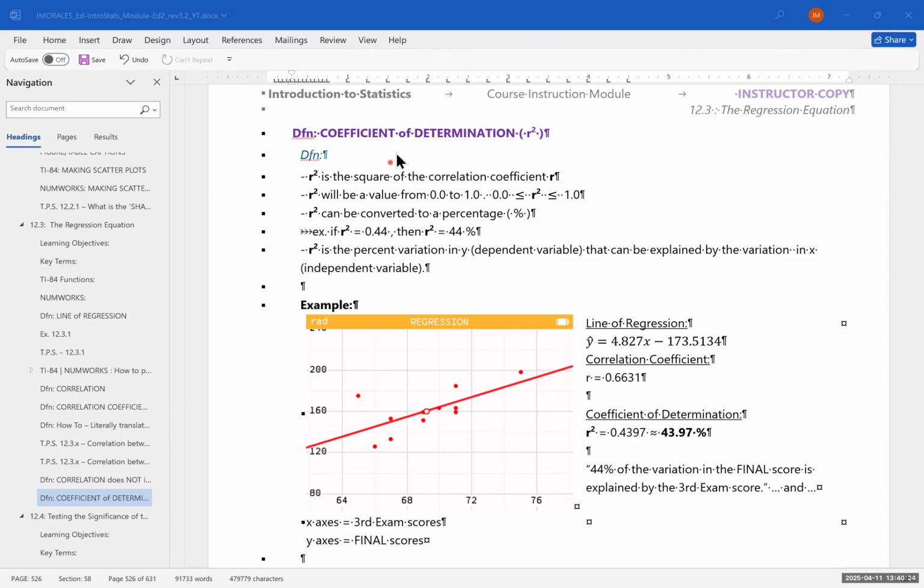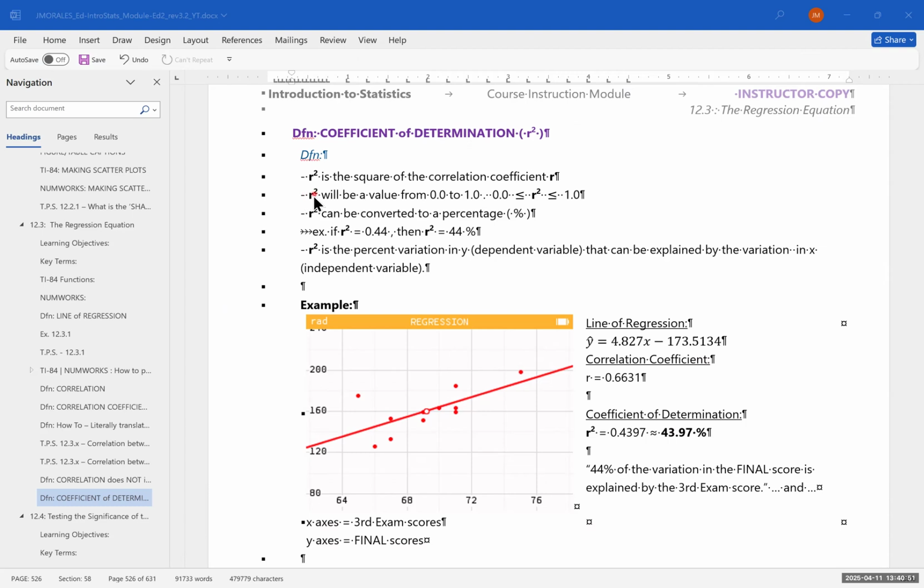All right, next we have the coefficient of determination, which is given by r squared. So the coefficient of determination is actually the square of the correlation coefficient. So if you take the correlation coefficient and you square it, meaning you multiply it by itself, then you'll get the coefficient of determination.